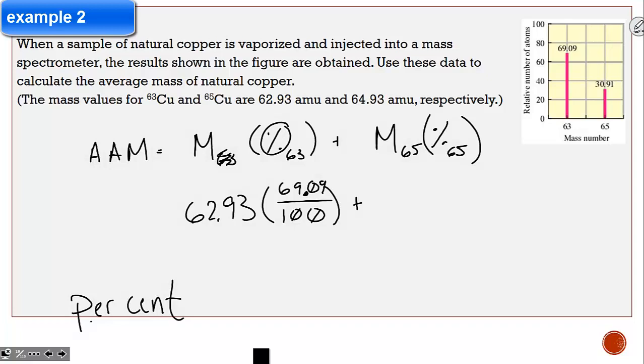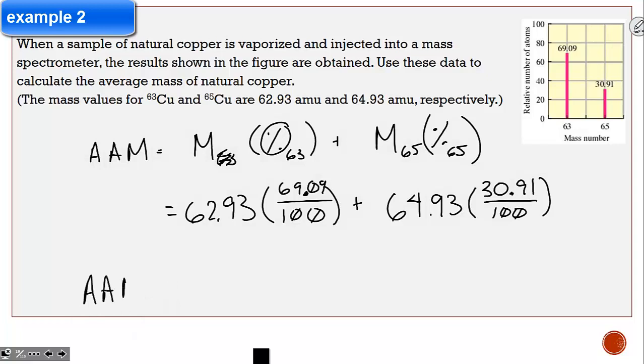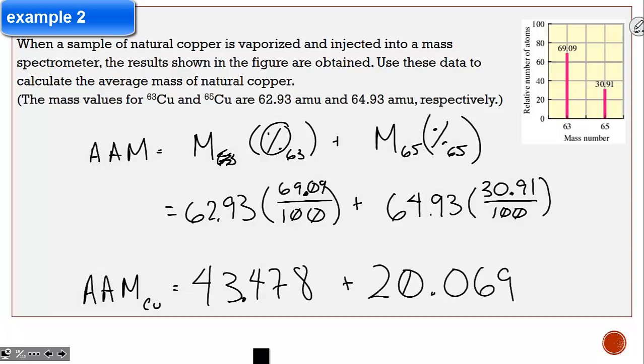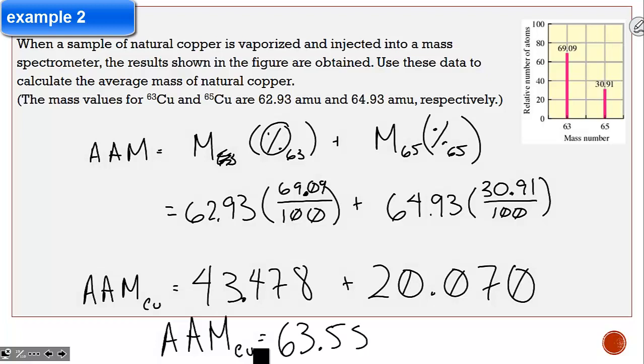So we're going to take that and add to it the mass of 65, so 64.93, times the percent of 65, 30.91 for each 100. So the average atomic mass of our copper sample here comes out to be 62.93 times 69.09 for each 100, 43.478, plus 20.069. So the average atomic mass from our sample comes out to be 63.55 atomic mass units, or 63.55 grams for every 1 mole.